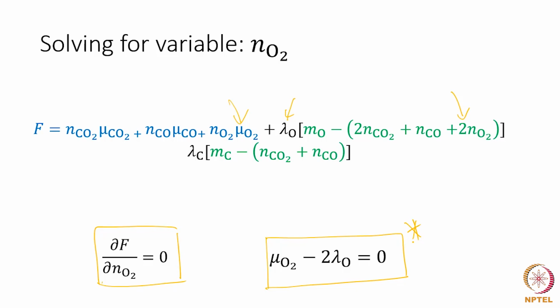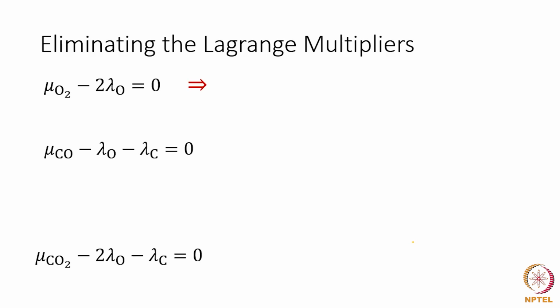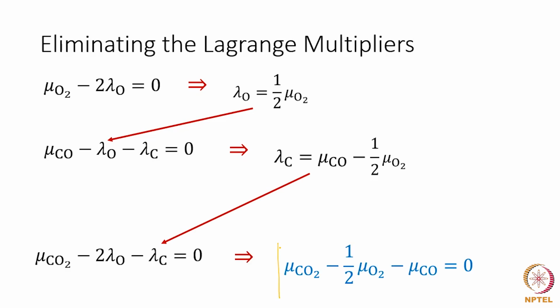So we can then solve for the Lagrange multipliers and eliminate them, so that we arrive at a condition for the linking of the chemical potentials of the three species CO2, CO and O2. The way we eliminate Lagrange multipliers is as follows. We use one of these conditions. The very first condition allows us to evaluate lambda O, which is equal to half of mu O2. Then we substitute that in the second condition, which allows us to evaluate lambda C, and then we substitute that in the third condition. Then we get the final condition linking all the chemical potentials.